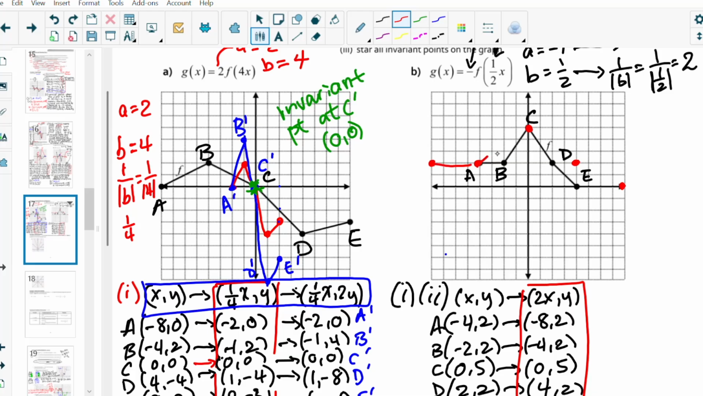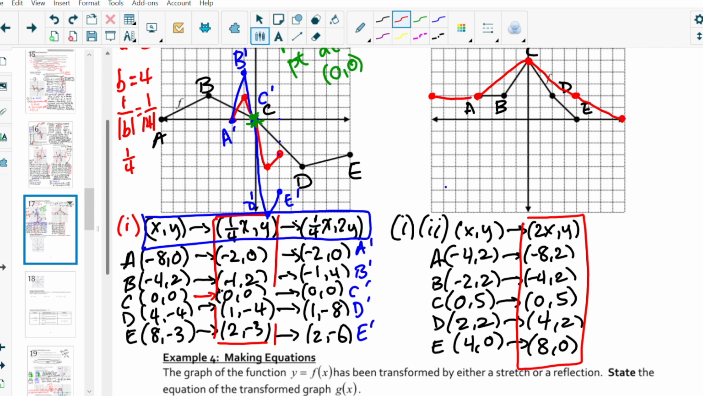Yeah. So let's join the points. Okay, and that's what it looks like in between. That's just the horizontal stretch about the y-axis. Let's do the vertical stretch about the x-axis. So now the a value is -1, so I'm going to multiply all the y values by -1. There you go. That's the mapping notation.